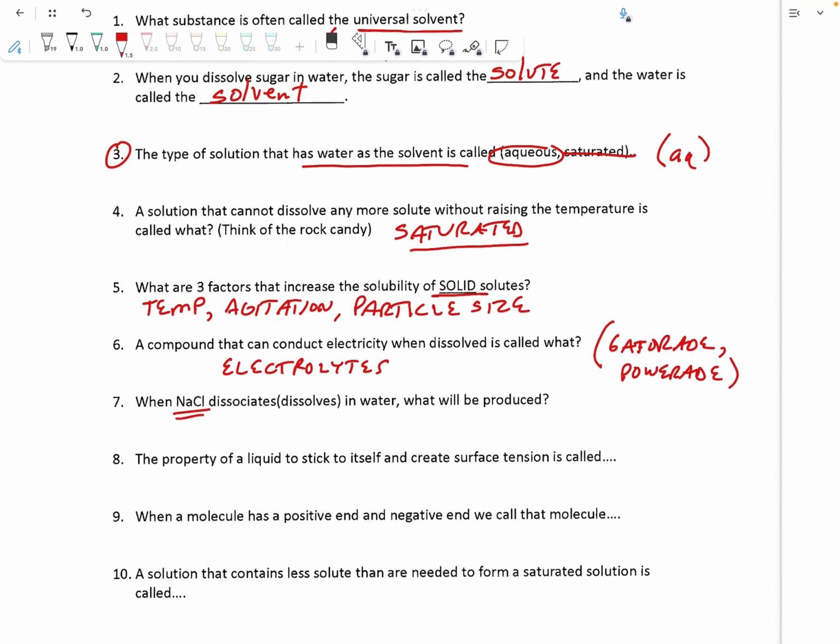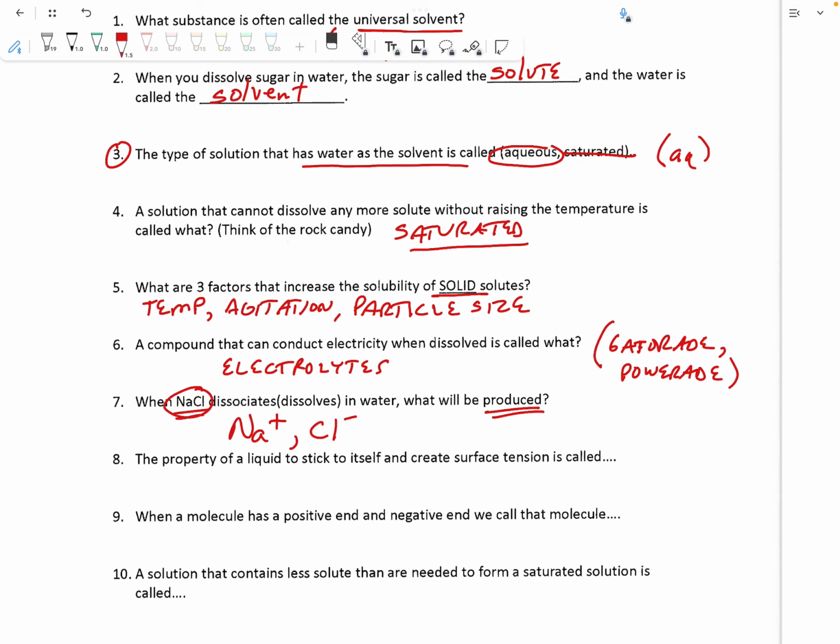This one, many of you said solution for number 7. I saw that all day. Well, yeah, you're right. You will have a saltwater solution. That's right. But what's going to be produced when you dissociate salt, NaCl, in water, meaning dissolve it? It's going to break it apart. And the compound will break down into its respective ions. Sodium is a cation, chlorine is an anion.